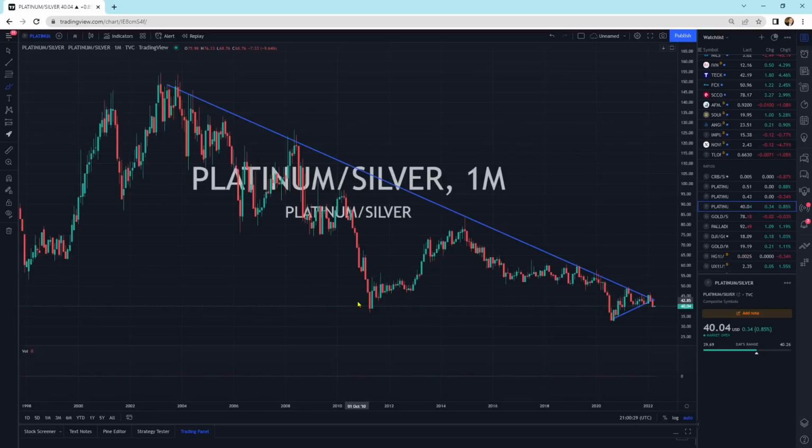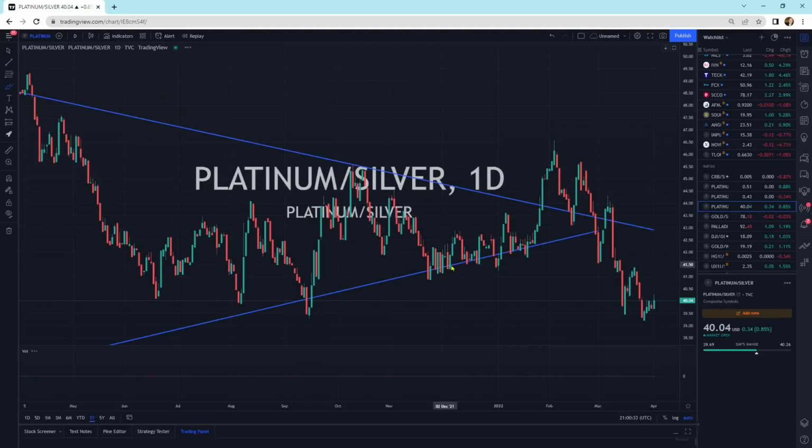Platinum to silver ratio. Silver's been feeding it to platinum at the moment. It did kind of break through this trend line here recently. What I'm looking for is an outperformance of platinum at some point. I do think that we're bottoming somewhere in this range. This is ultra cheap for platinum in relationship to silver.